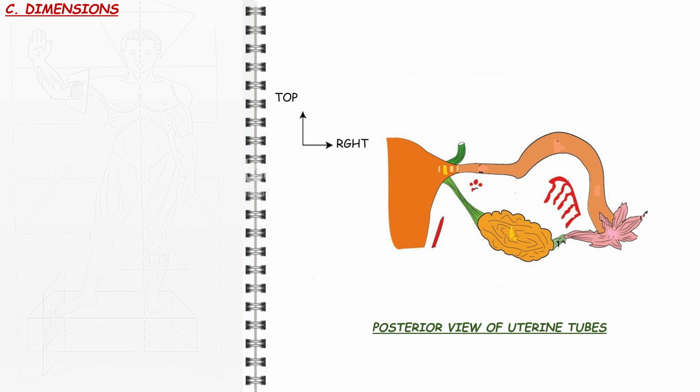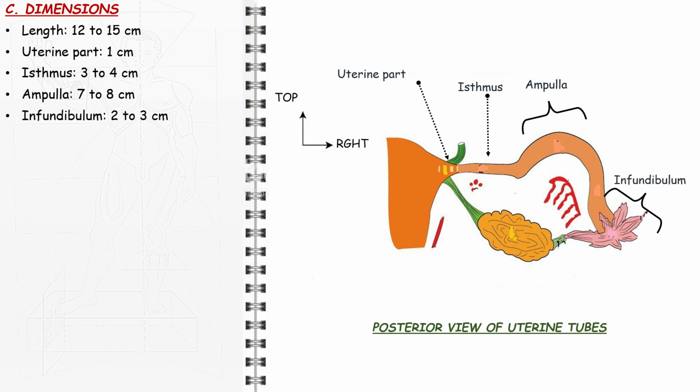Uterine tubes are 12 to 15 centimeters long. The ampulla is the longest part and measures 7 to 8 centimeters. The isthmus is 3 to 4 centimeters, the infundibulum 2 to 3, and the uterine part, the shortest, is 1 centimeter long. The internal diameter of the uterine tube is very variable. It does not exceed 0.2 mm in the uterine part and can reach 8 mm in the ampulla.